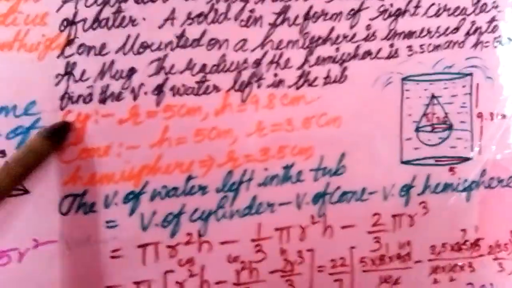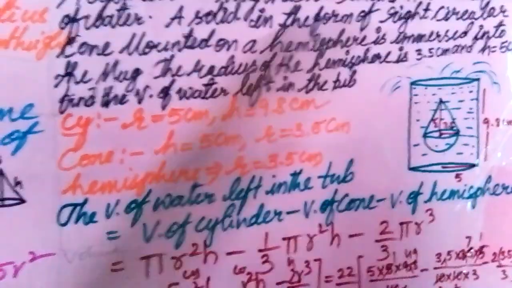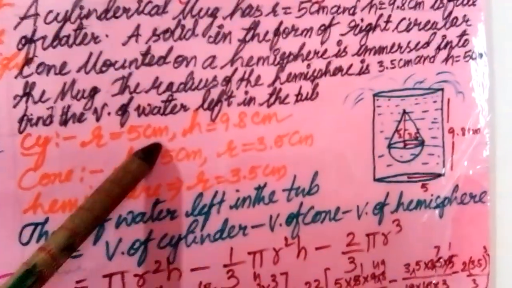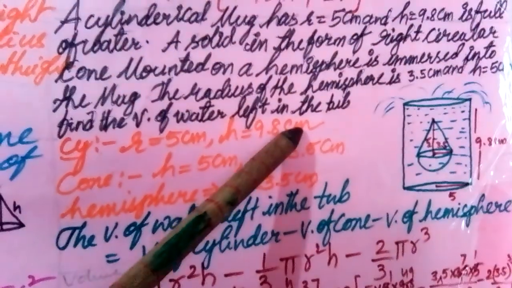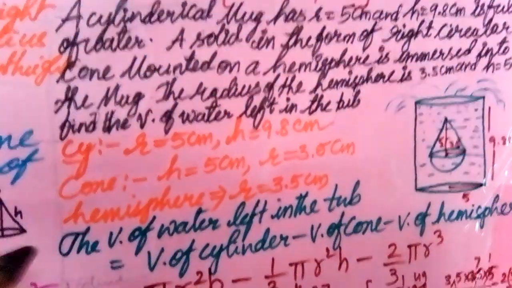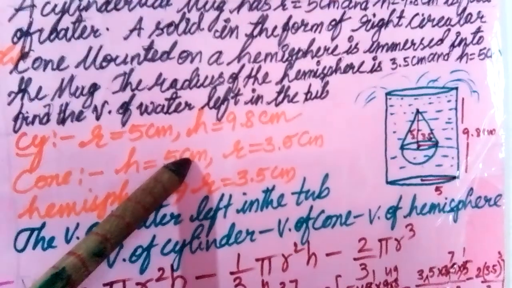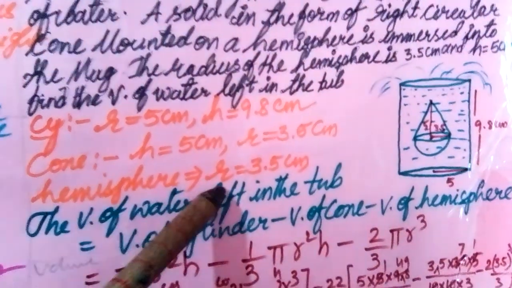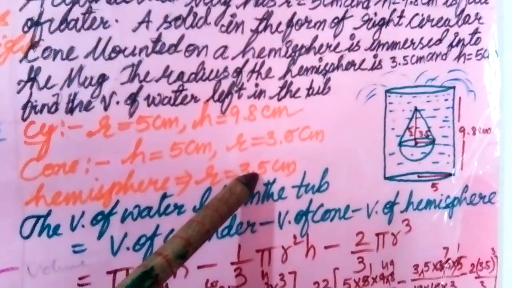Now write the measurements. What you can see in the diagram: the cylinder is given, radius 5, height 9.8 centimeters. Okay, next, the cone: height is 5 centimeters, radius is 3.5 centimeters. The hemisphere has radius 3.5 centimeters.